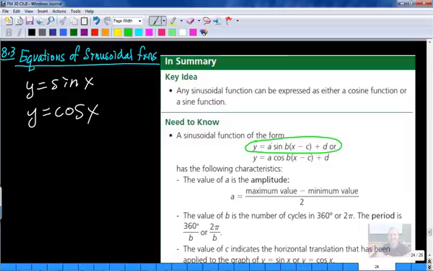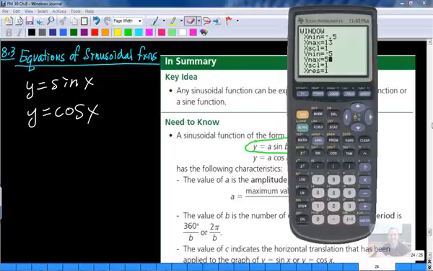Now we've added some parameters. We're going to talk about what a number in front of the sine does, what this number right here does, what this one does, and what this one does. So write this down in your notes: y equals A sine B bracket x minus c bracket plus d. Just the sine one, just write that one down for now.